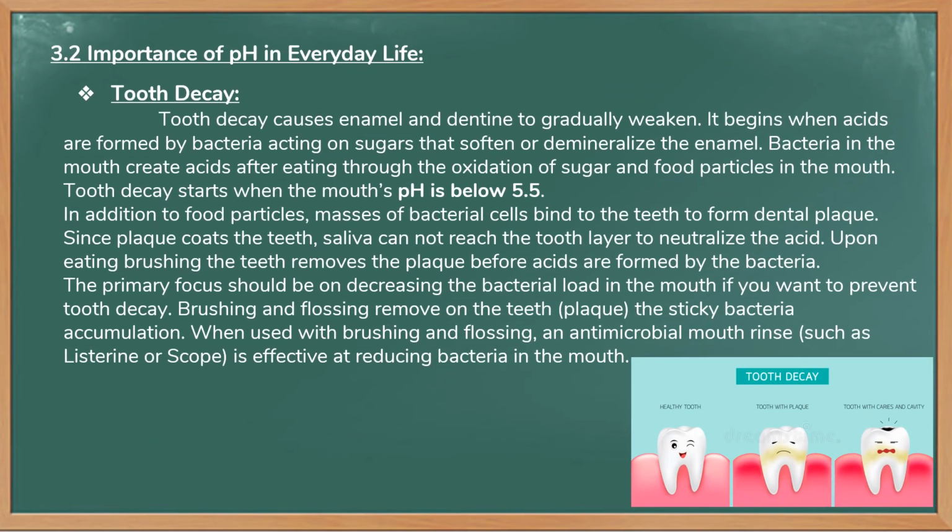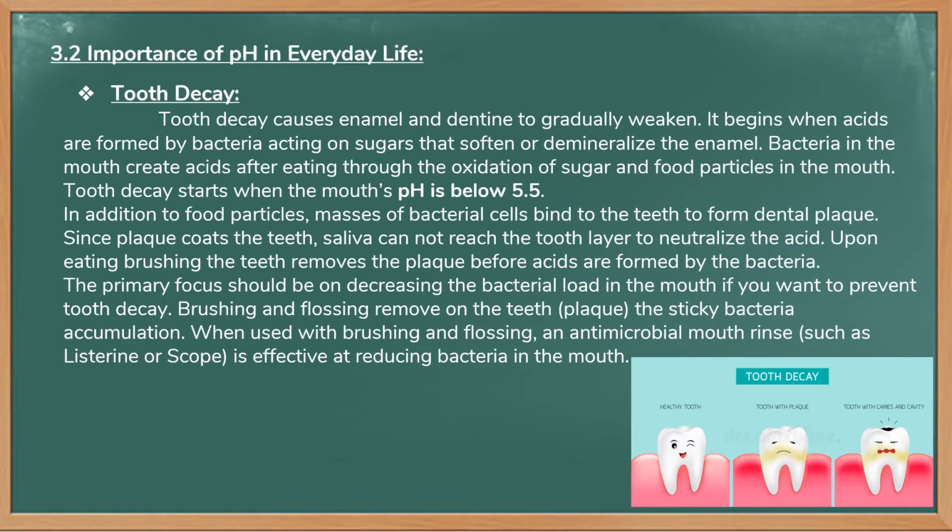Role of pH in tooth decay. Tooth decay causes enamel and dentine to gradually weaken. It begins when acids are formed by bacteria acting on sugars that soften or demineralize the enamel. Bacteria in the mouth create acids after eating through the oxidation of sugar and food particles in the mouth. Tooth decay starts when the mouth's pH is below 5.5.